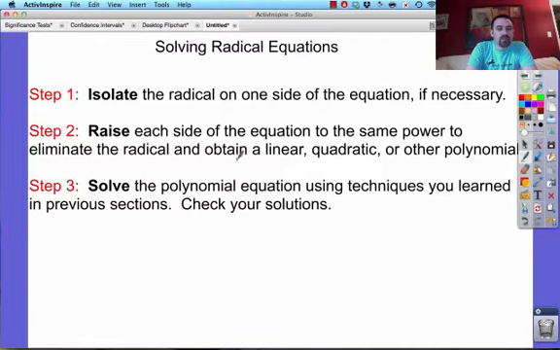Okay, raise each side of the equation to the same power to eliminate the radical and obtain a linear, quadratic, or other polynomial. Again, if you want to eliminate a square root, you square it. If you want to eliminate a cube root, you cube it. And what I do to one side of the equation, I must do to the other side. You're going to end up with something that doesn't have any square roots in it eventually. Then we'll solve the polynomial using techniques we learned in previous sections. And then I meant to bold this as well: you need to make sure you check your solutions. That's vitally important.